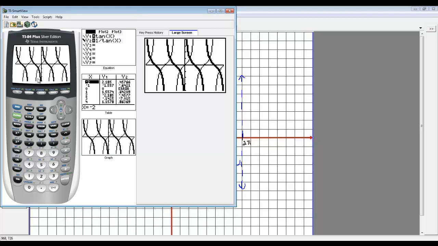So for tan x, you had the vertical asymptotes, and for cotan you have x-intercepts. Where you had x-intercepts for tan, you have vertical asymptotes for cotan. Cotan's sloping down, it's decreasing over its intervals, while tan is increasing over its intervals. So you can see the relationship there between those.